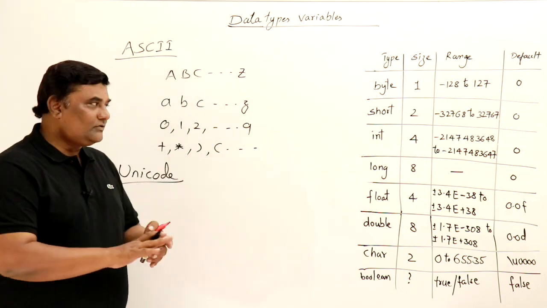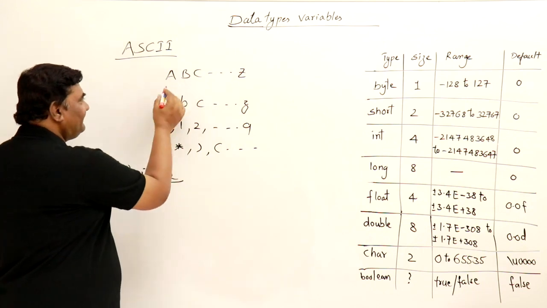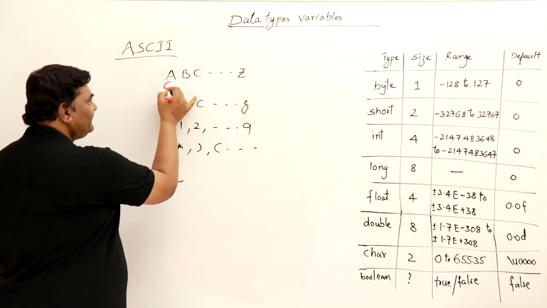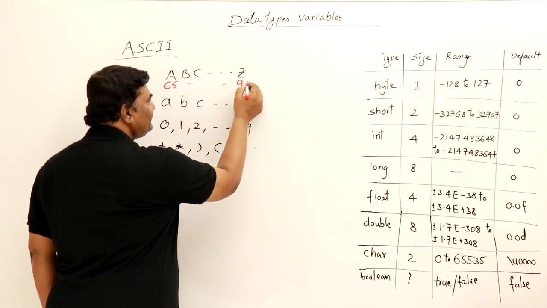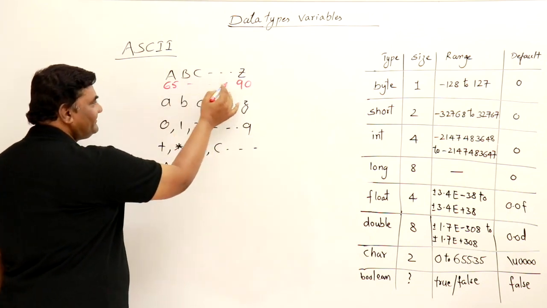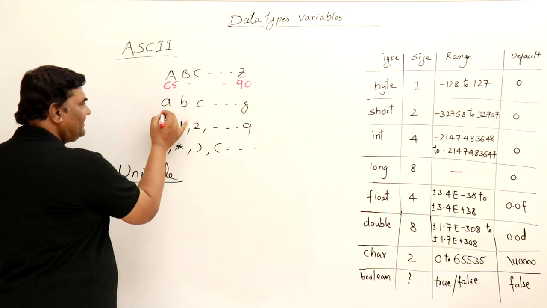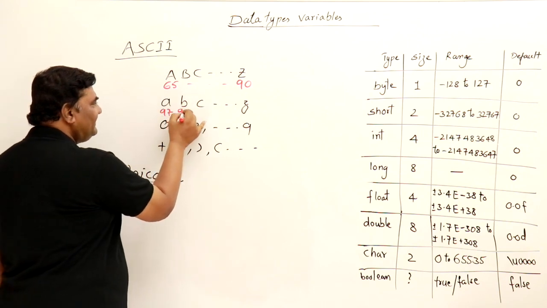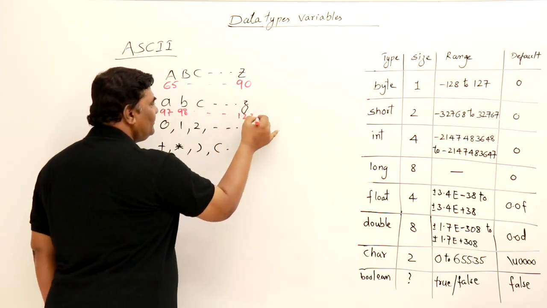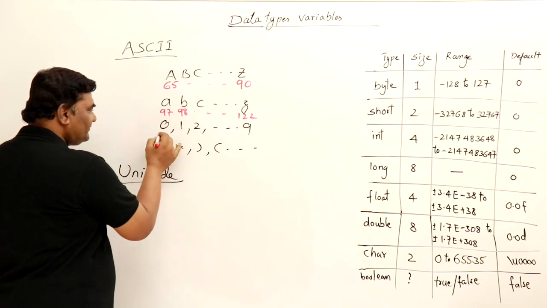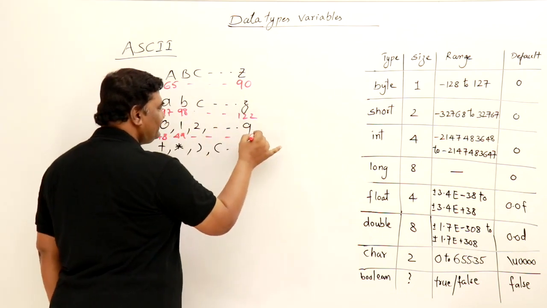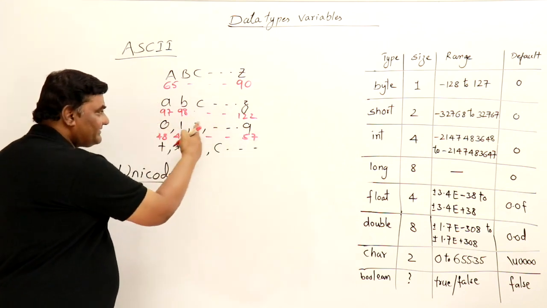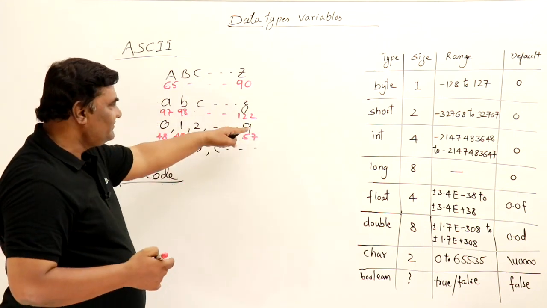Now let us see what the codes are. For the English language, capital A is numeric value 65, and capital Z is 90. So it means 65, 66, and so on to 90. For lowercase, it is 97, 98 to 122. And for 0, it is 48, and 49 to 57. See, these are symbols, right? Symbols, and these are codes for those symbols.